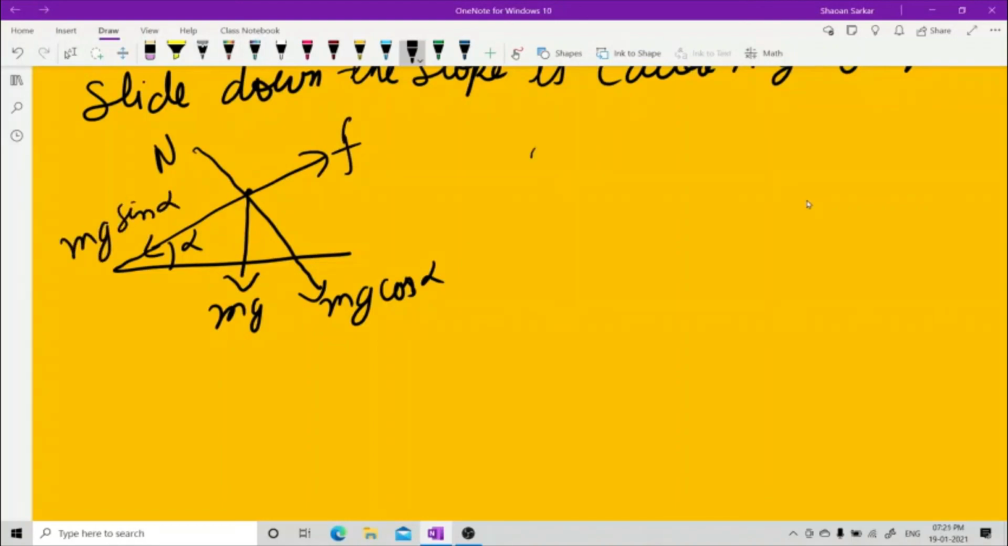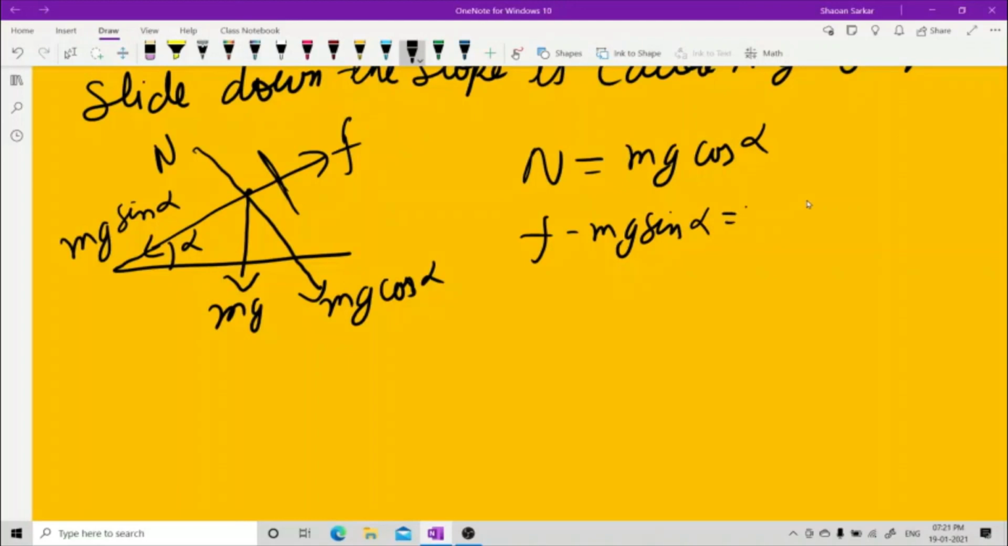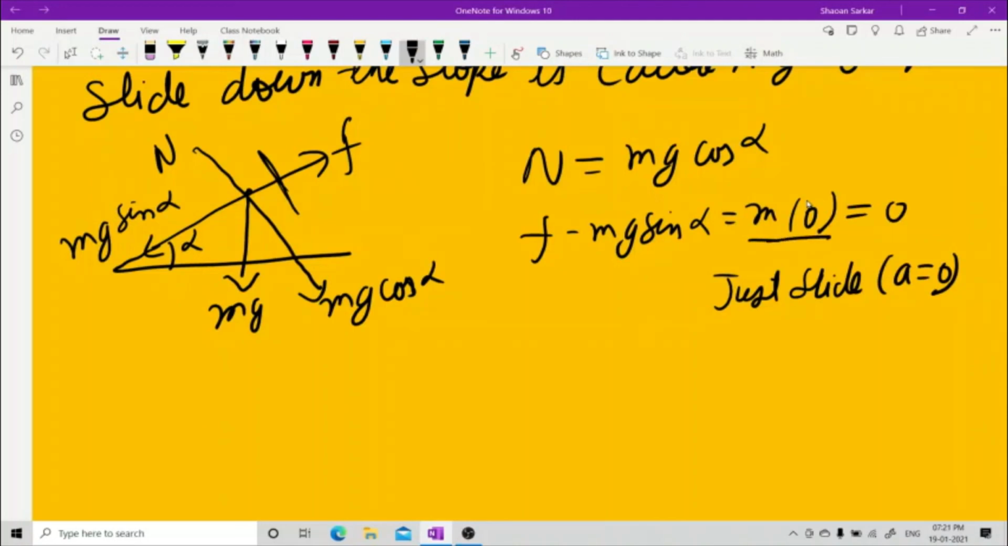Now, N in this direction will be equal to mg cos alpha, and you have f minus mg sin alpha is equal to m into 0, because the body just slides. Remember, just slide. This is the concept. Just slide means acceleration is 0. Therefore, this whole thing becomes 0. And you have f equal to mg sin alpha, and n equal to mg cos alpha.